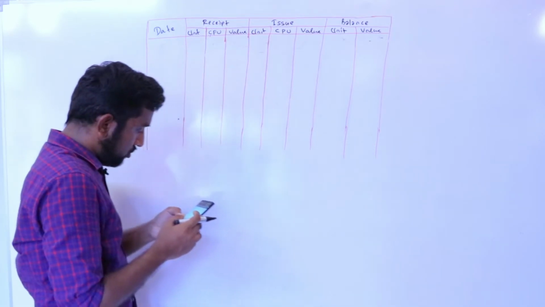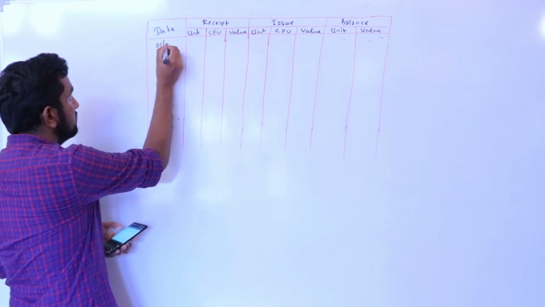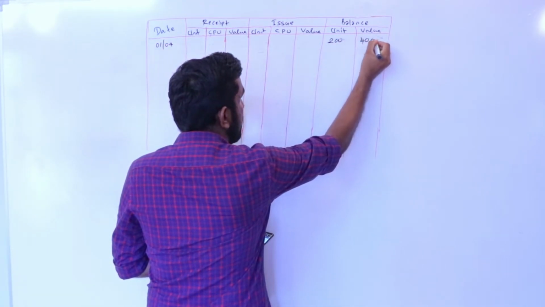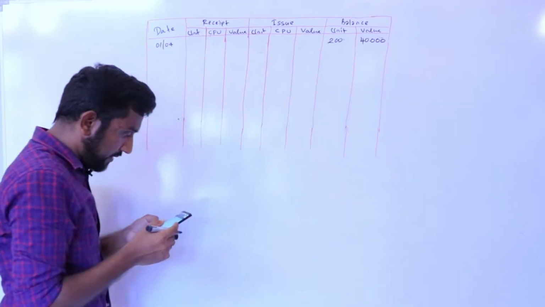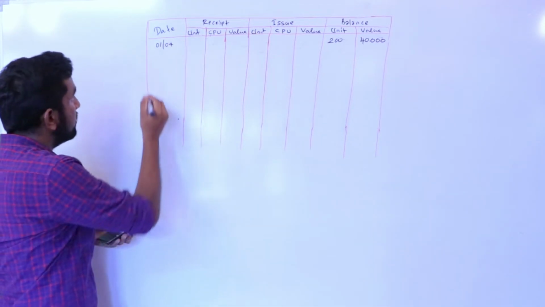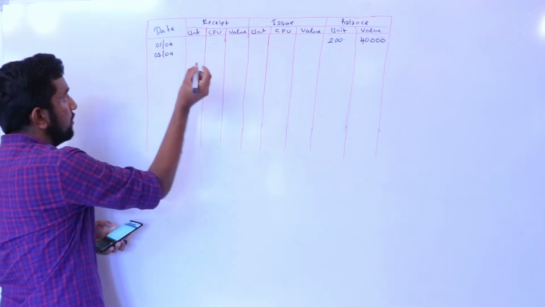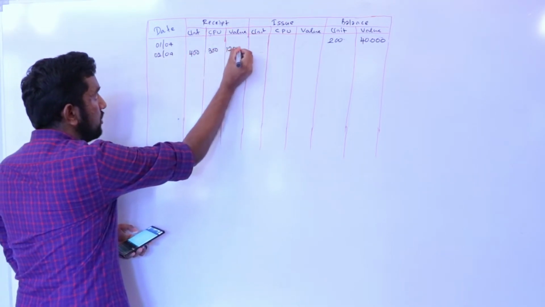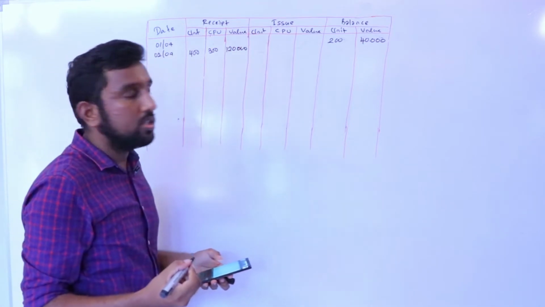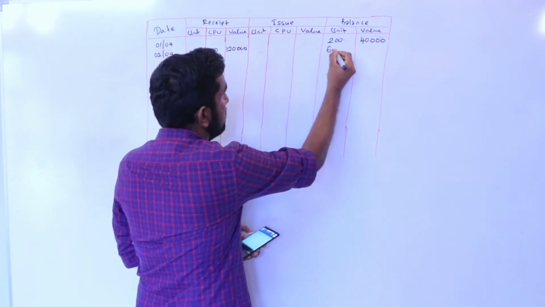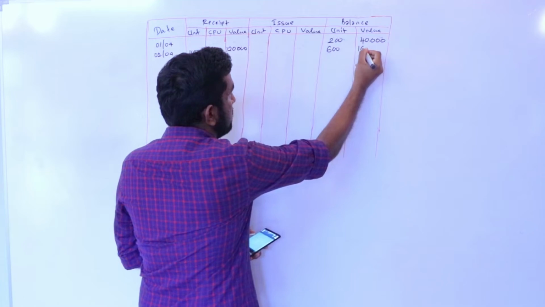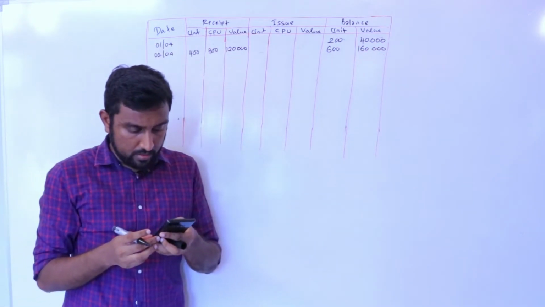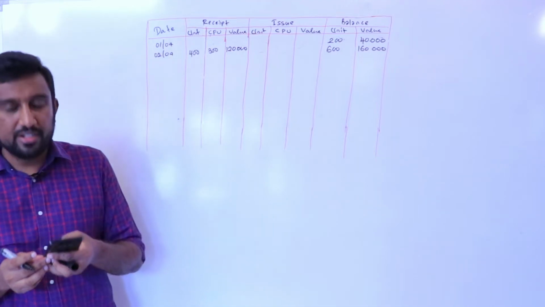So opening balance is 200 on April 1st at 200 rupees, so my value is 40,000. Then I purchased 400 at 300 rupees. On 2nd April I purchased 400 units at 300 each, that is 120,000. So 120,000 means 600 units here and 160,000. Then there's a return.